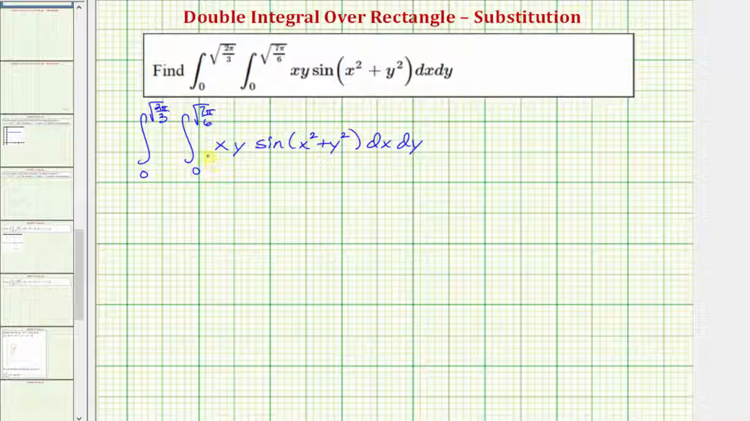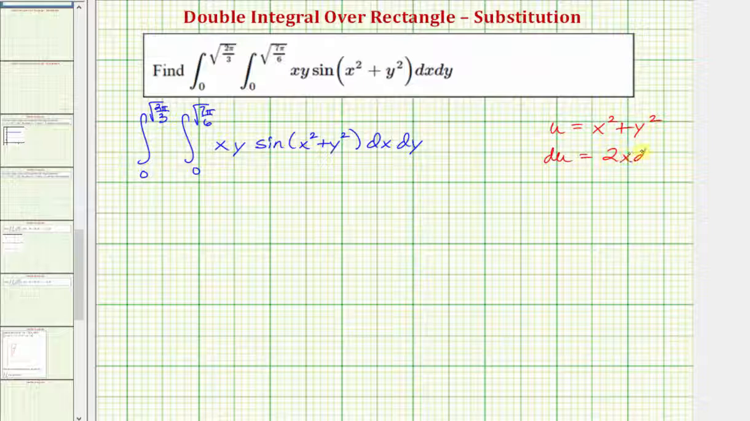Looking at the double integral, we integrate with respect to x first, and because we have a factor of x here, and we have sine of the quantity x squared plus y squared, we'll have to perform u substitution. We'll let u be equal to x squared plus y squared, and therefore differential u is going to be equal to the derivative of x squared plus y squared with respect to x times dx, which would be 2x dx.